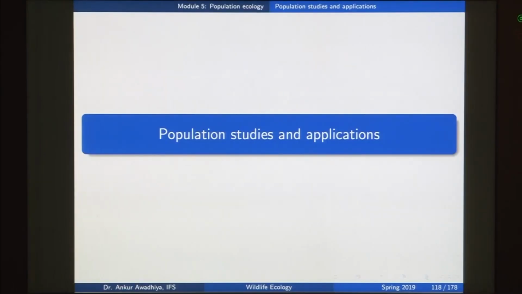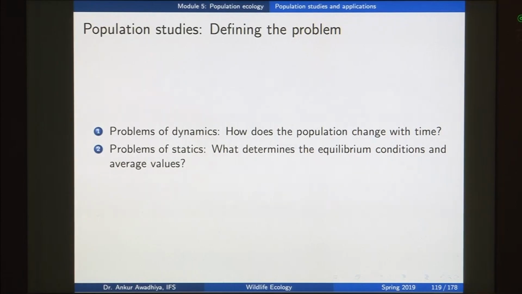Namaste. We carry on with our discussions on population ecology, and today we will look at some case studies of how population studies are actually done in the field. So, if you have any population study, it begins with defining the problem, because if you have any population, there are n number of things that you can learn about the population.